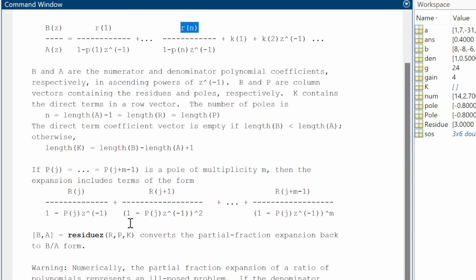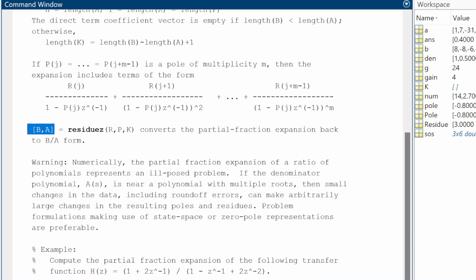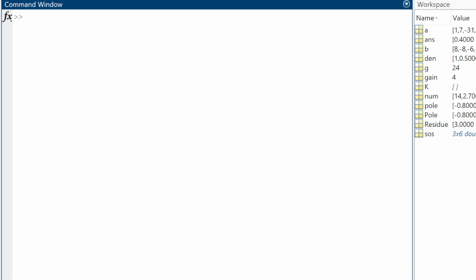Just a heads up, this function, interestingly, can be used the other way as well. If you have r, p, k, you can feed it, and then it will give you back the numerator and denominator coefficients. So let me use it. I'm going to use it exactly as instructed. So let me clean up, so maybe that's easier. All right, so I am using residuez, and let me switch back so that you can see it easily.